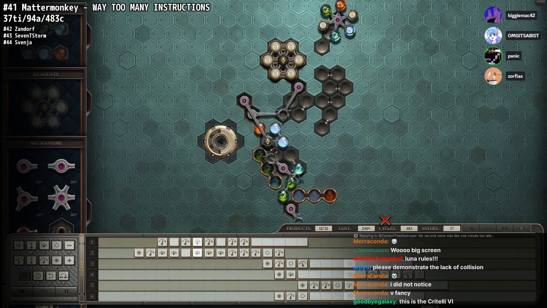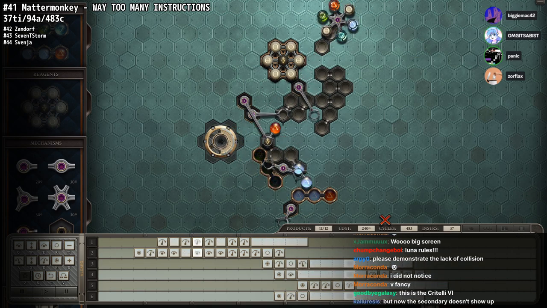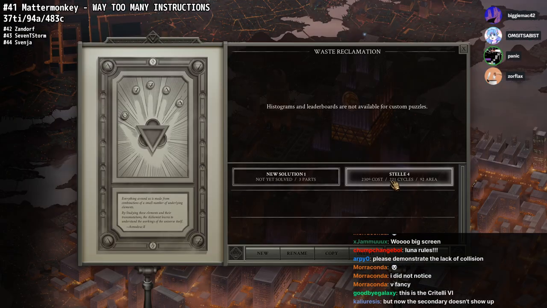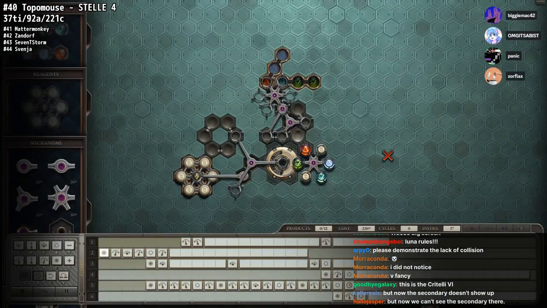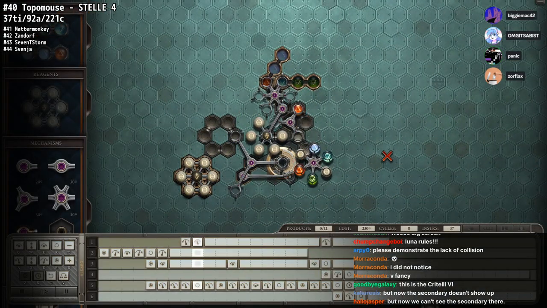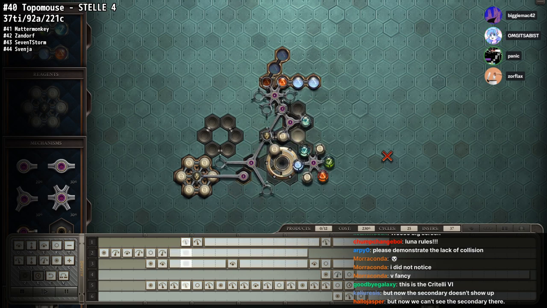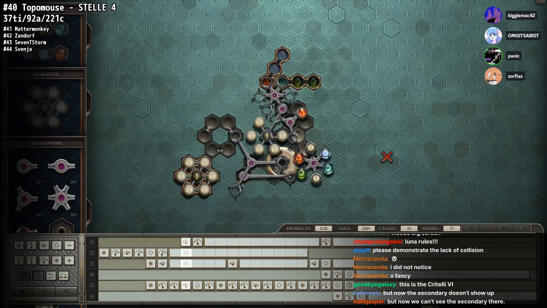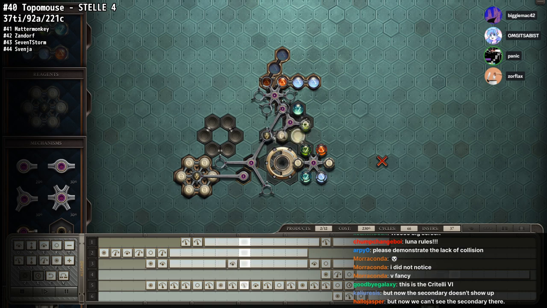And we actually have a tie at 37. Well, not a tie, but a primary tie with Top of Mouse, Stella 4. I did not expect a 37 TI pileup. Yeah, the secondary doesn't show up, but the secondary would actually be wrong because when collision is disabled, it also doesn't do area properly. Yeah, it should be showing up on the stream.